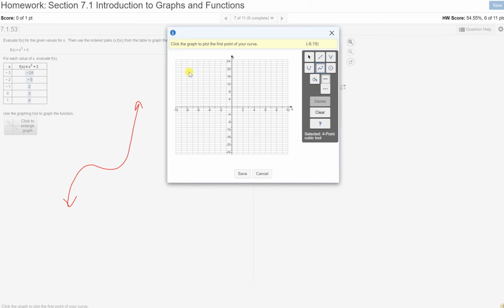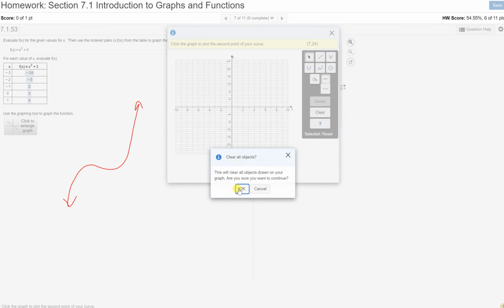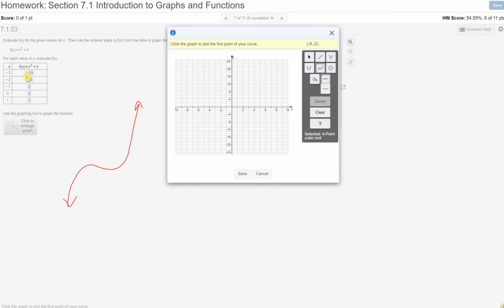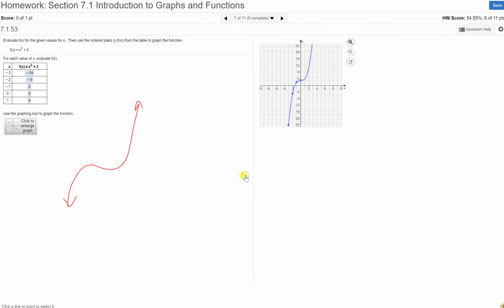So negative 3 comma negative 24. And then negative 2 comma negative 5. Wait, yeah. Negative 3, negative 24, and I put positive. Let me clear. Sorry. Negative 3, negative 24, way down here. And then negative 2, negative 5. I almost made a mistake. And then this is negative 1, 2. And then 0, 3. So you have to plot 4 points. Yeah, I'm going to definitely take this one out. So you don't have to worry about this one, guys. Alrighty.